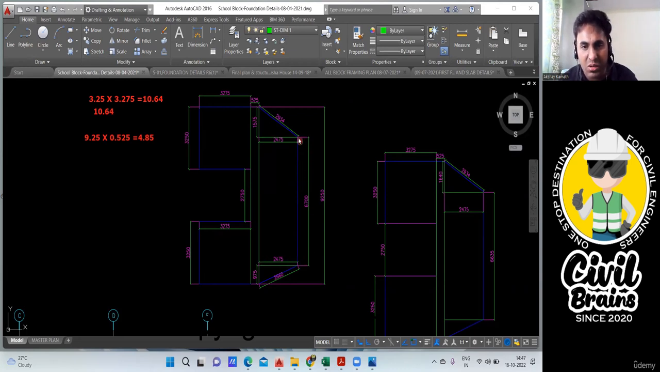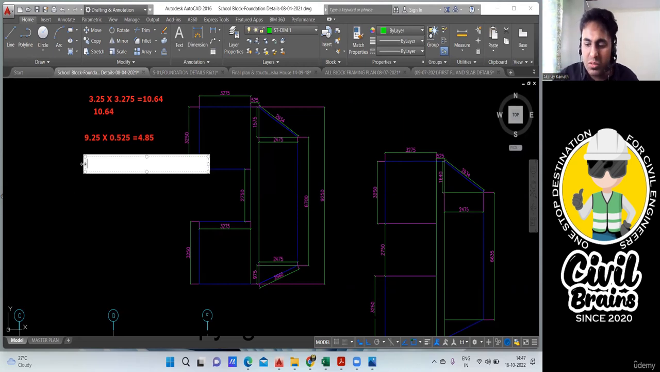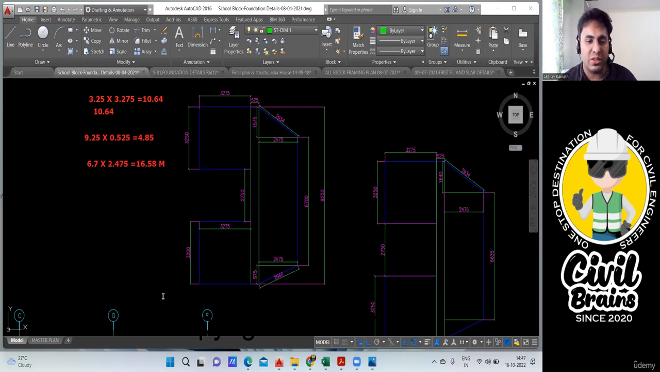This is 6700 and this is 2475. Try to do that: 6.7 multiplied by 2.475. Let me know the answer. So 6.7 into 2.475 is 16.58. Okay, 16.58, everything is in meters. Now this triangular portion is left out.